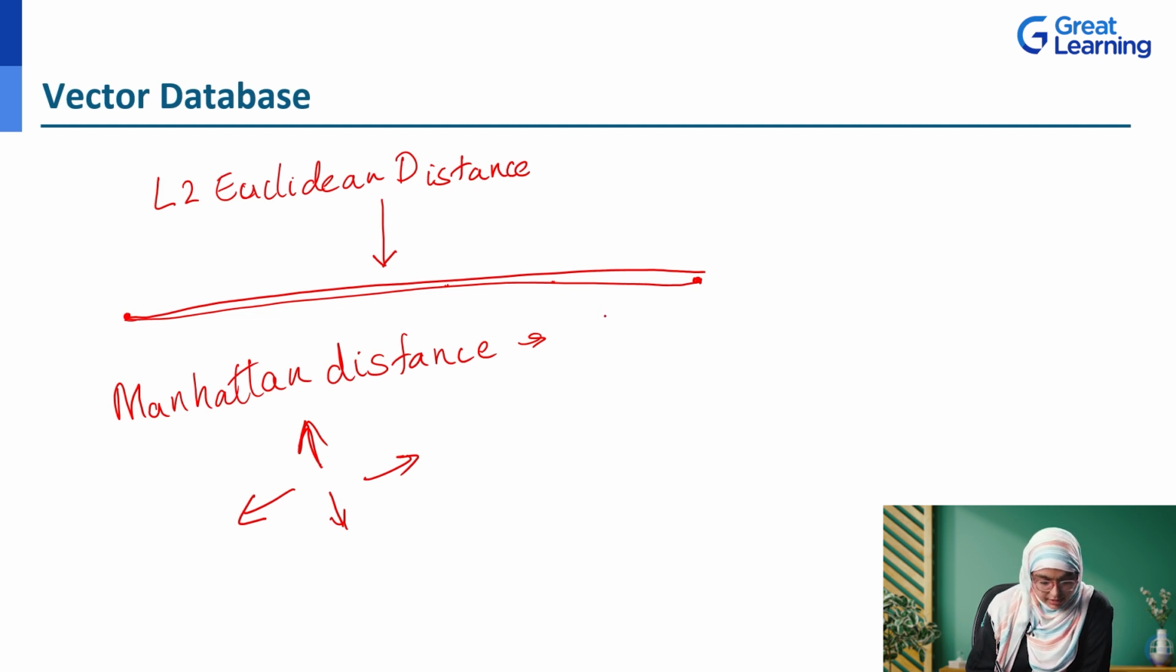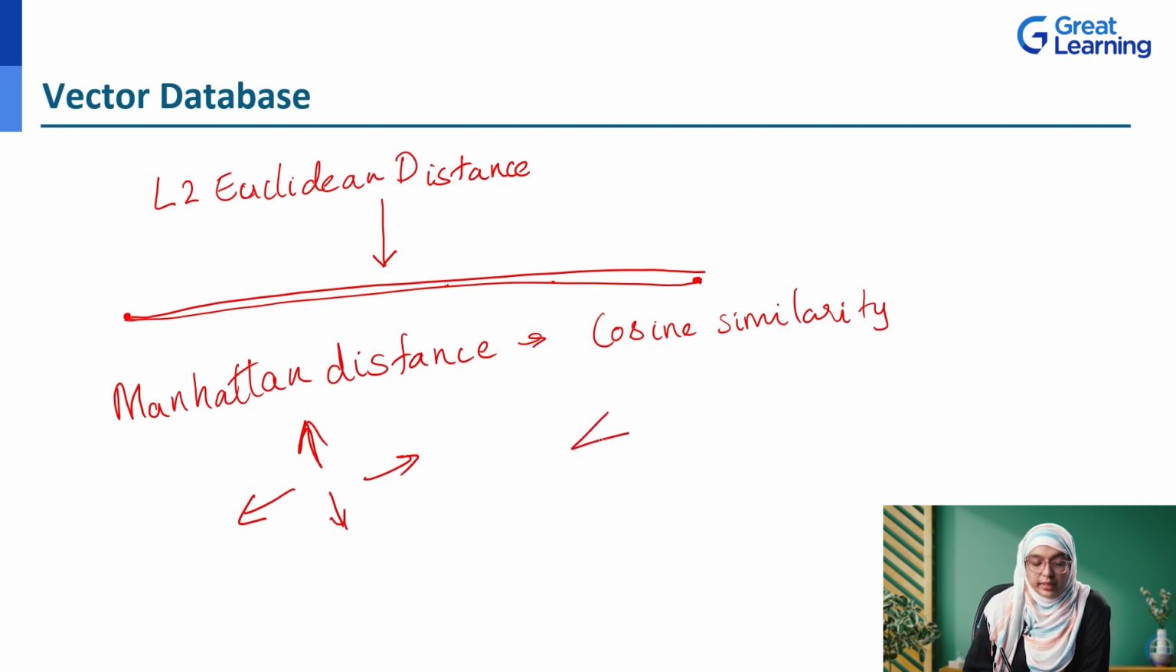The next distance we can talk about is cosine similarity. This measures the angle between two vectors instead of the distance. It's useful when we want to know how similar the directions of the vectors are rather than their distance. Each method has its own use, but L2 Euclidean distance is often used because it is straightforward and easy to understand.